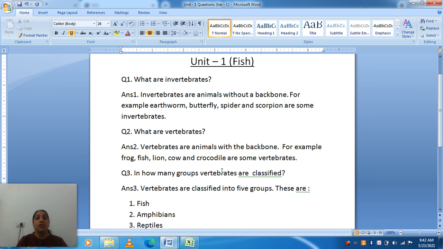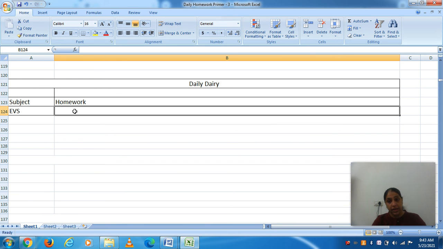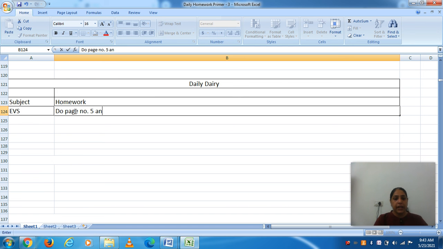So you have to write these 3 question answers in your EVS notebook, that is the interleaf notebook, one side plain and one side lines. Before writing, always write the date on the top. Is it clear? Okay, so quickly write your daily diaries. What are you going to write? The homework is for EVS. Write the date. Do page number 5 and complete it, and write question answers in your notebook. You have your notebook with you.